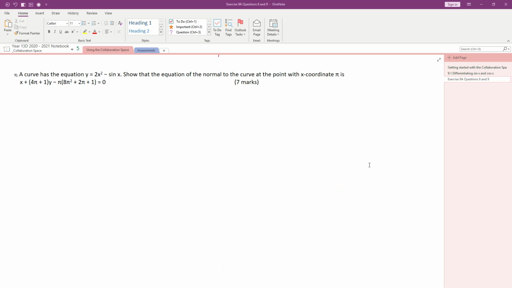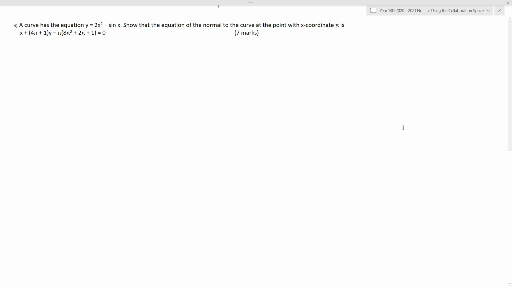Okay, so question 9 is very similar. Let's give ourselves some room to work. There we go. So we've got y equals 2x squared minus sine x. I'm pretty sure now, after looking at question 8, you can have a good go at this one. If we differentiate that, we get 4x minus cos x.